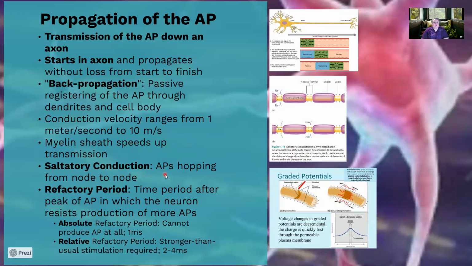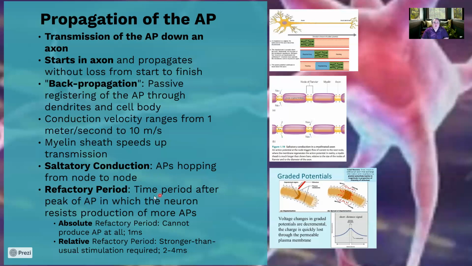Saltatory conduction is referring to action potentials hopping from node to node. I'm going to blow up these images in just a moment so we can take a look at that, but you may remember the nodes of Ranvier from previous videos. So you can kind of think of it as that electrical signal sort of bouncing across those nodes.